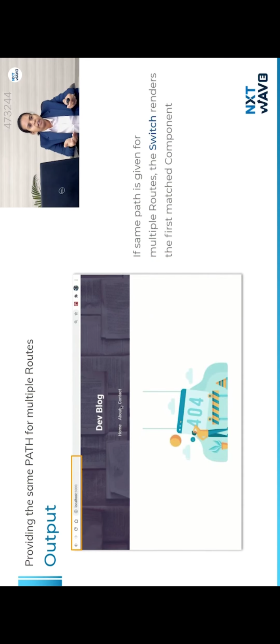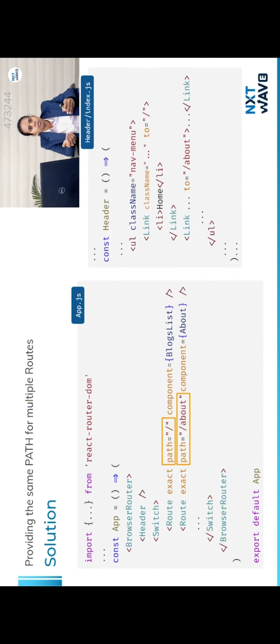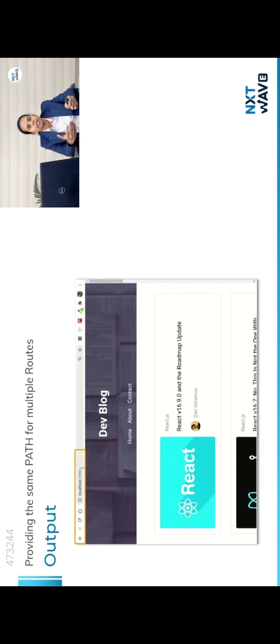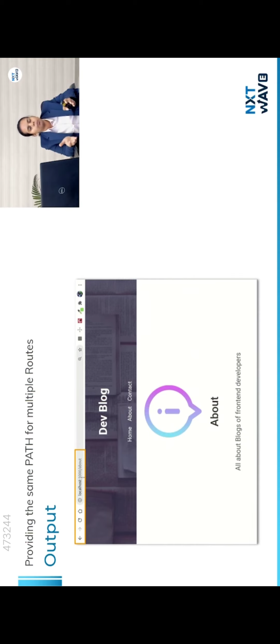Okay, so what we have to do is appropriately update the path. For the blogs list component, the path should be slash. If you update it, we will appropriately get the output. So in case of slash, we'll get the blogs list, and in case of about, we get the about component.